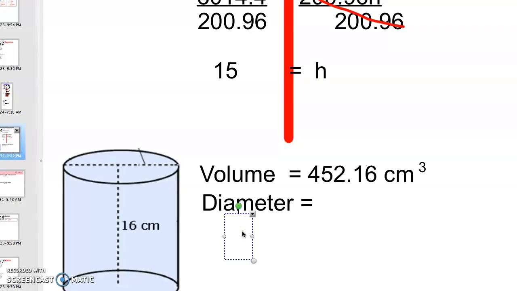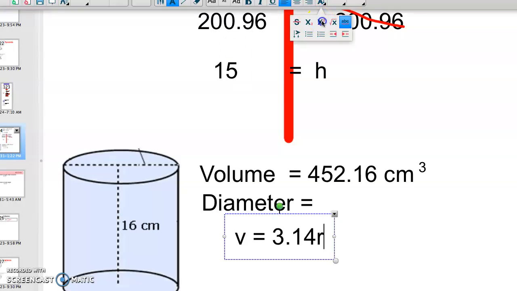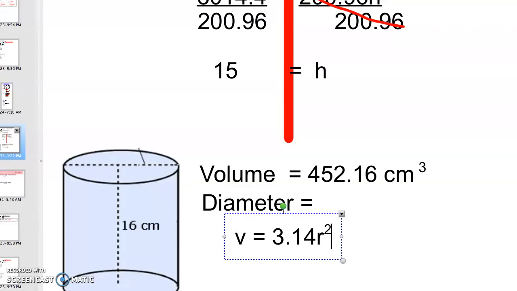Step 1, write the formula. So the formula is volume equals pi, 3.14, times the radius squared, right? That's the area of a circle. And then times the height. That gives me my three-dimensional cylinder. So it's pi times radius squared times height.